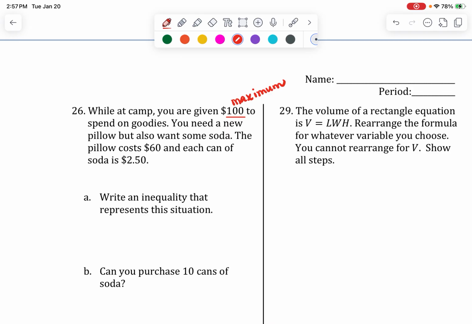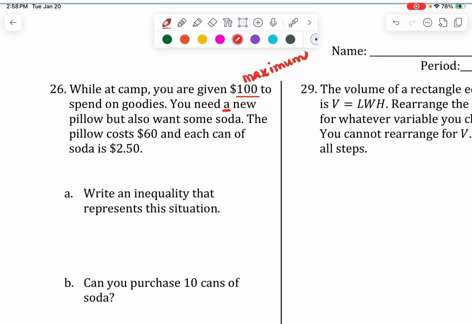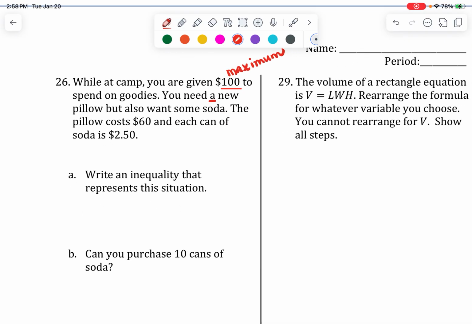All right, you need a new pillow. Notice it says a new pillow, so that means 1, but you also want some soda. The cost of a pillow is $60. Man, that's a good pillow. And each can of soda is $2.50. Write an inequality that represents this situation.